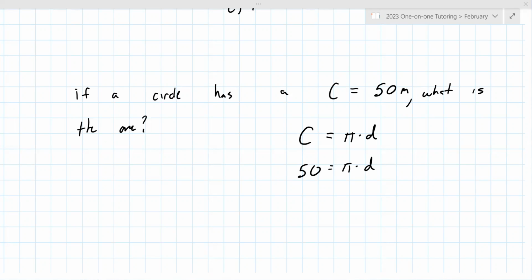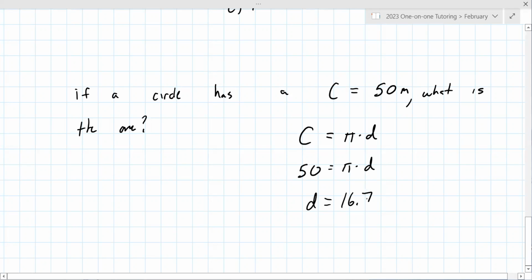5, 6, 18, 2. Oh, that's just going to be a repetend. 16.66666. Okay, so let's call it 16.7-ish. And that's in meters. Got it. What is the radius?